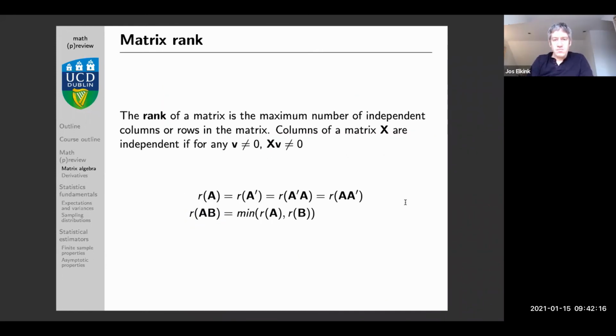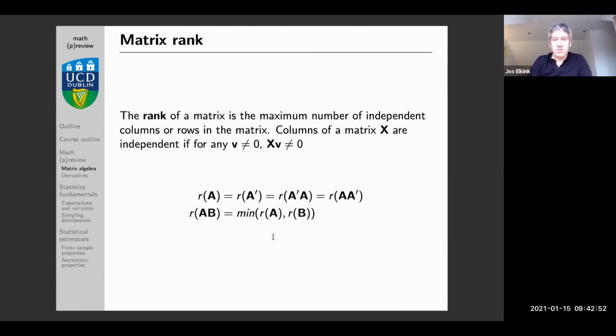One element of matrices that I still want to discuss is the matrix rank. The rank of a matrix is the number of independent columns or rows in the matrix. So we should not be able to come up with some vector that is not zeros, where if we multiply x with that vector, we end up with just zeros. In other words, columns should not be linearly related to each other.